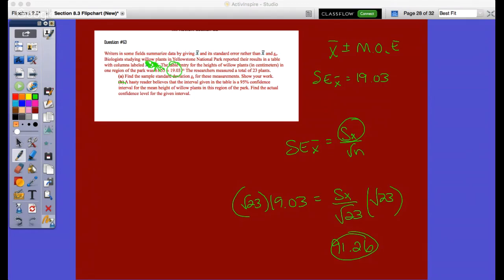Proportion interval button on the calculator. Okay. The proportion interval is one prop z int. One proportion z interval. Okay.